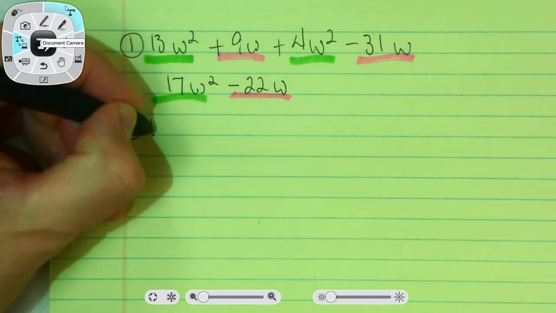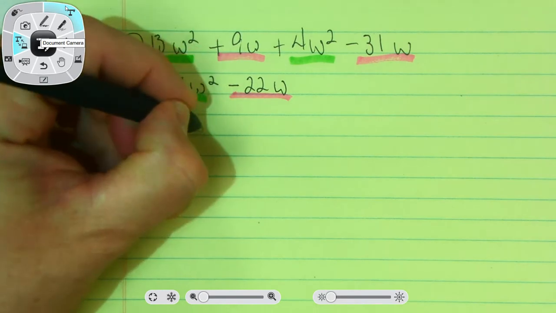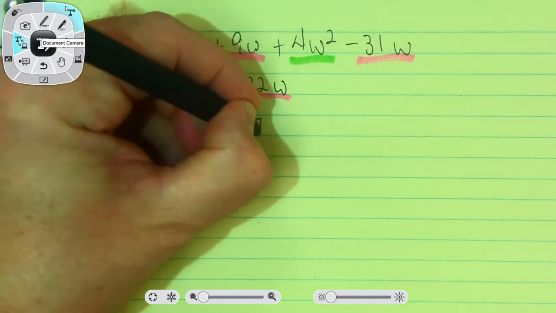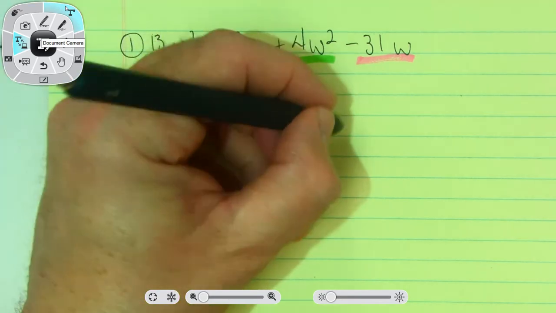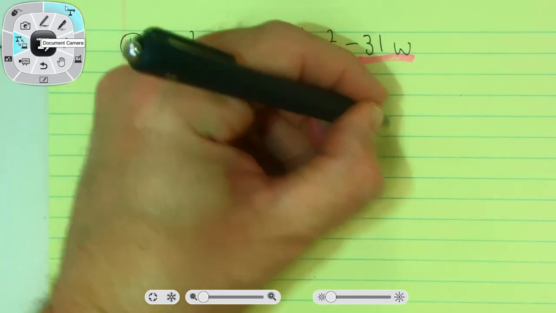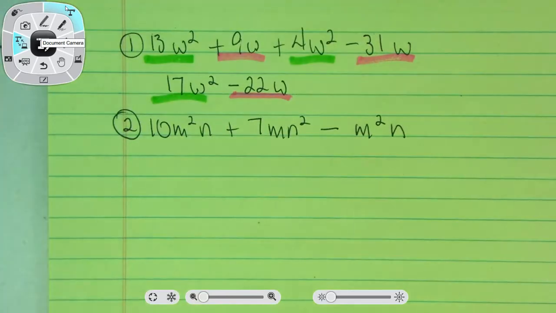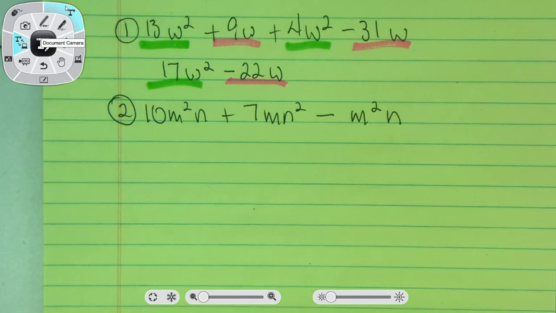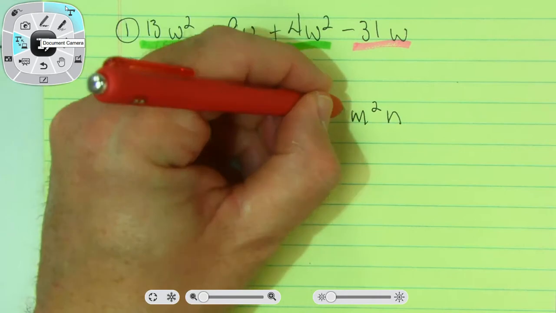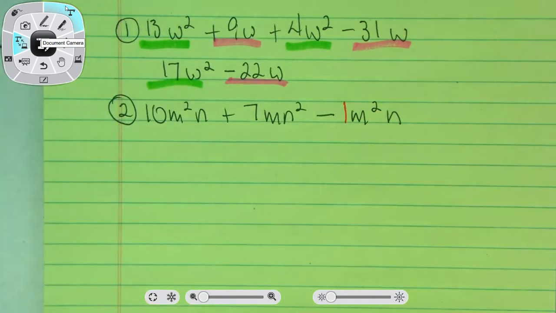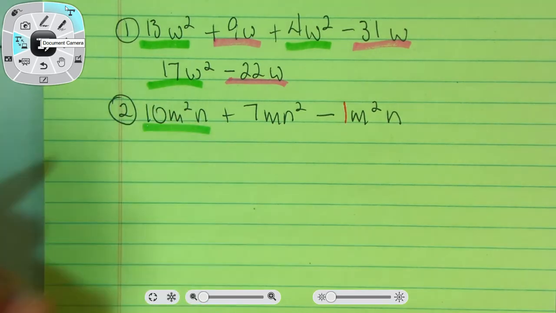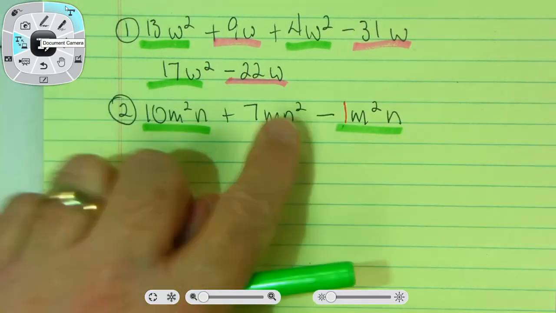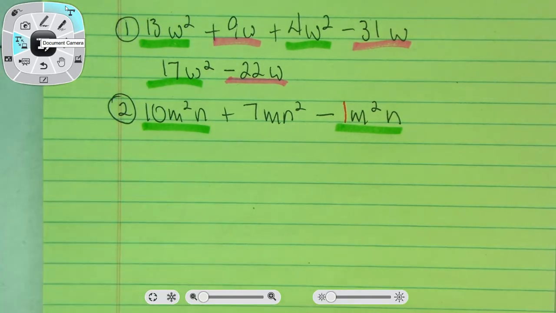All right, so this one is 10m squared n plus 7m n squared minus m squared n. One of the things I'm going to do just to help us keep clear is go ahead and put a coefficient in front of m squared n. That coefficient is always 1. We don't have to write it because we know it, but I'm going to put it in there just to help us stay clear. I have a term that is m squared n and another one that's m squared n, but this one's m n squared, so it's not a like term with the others.